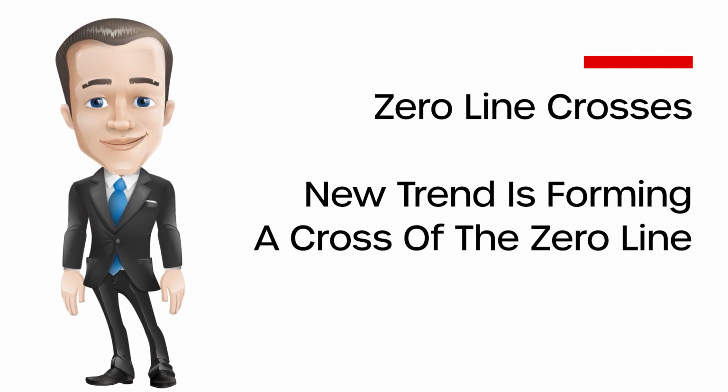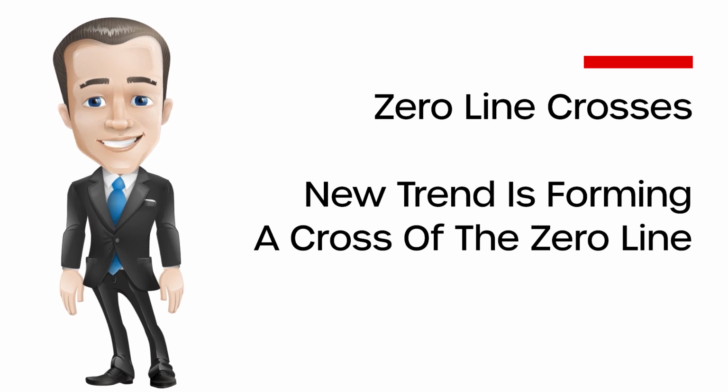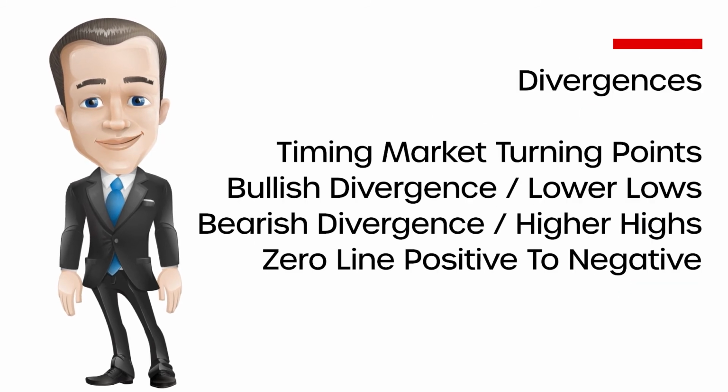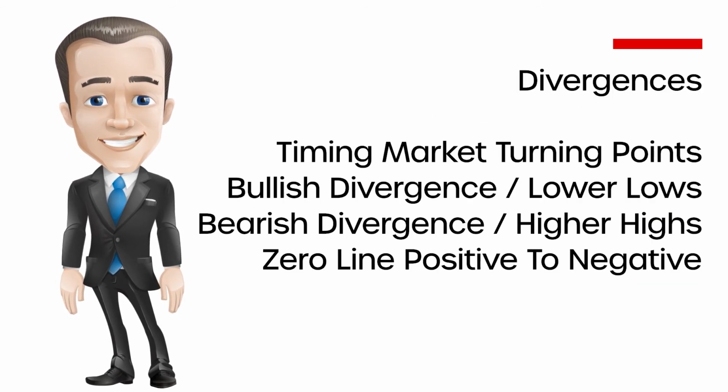As mentioned above, it is important to consider asset volatility and time frame charts to minimize false or whipsaw ROC signals that come from the zero line crosses. Divergences. Divergences are great for timing market turning points, and with the ROC being a momentum indicator, it can deliver accurate and compelling divergence signals.